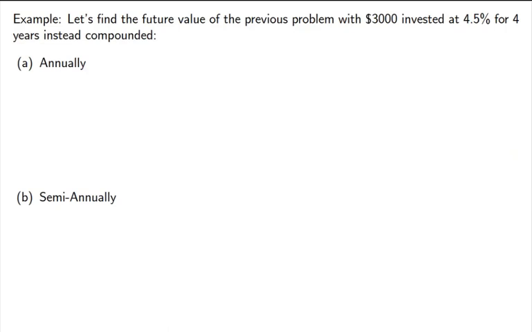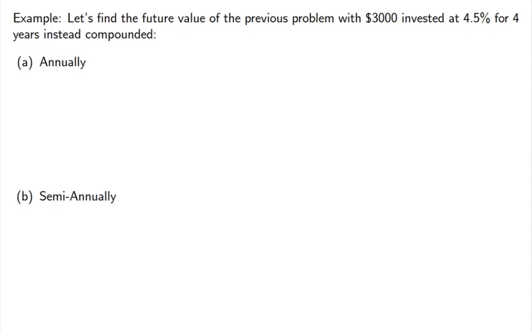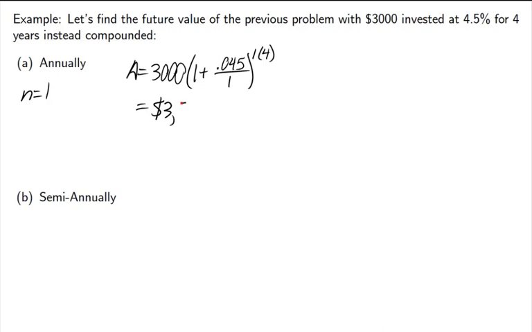Let's do a comparison with what we just did. If we do various amounts of compounding, we might find that the answers are a little bit different. Annually. The difference for this one is that n equals 1 time per year. So if I use the formula, I have 3,000 is my principal, 1 plus the interest rate, but this time I'm just going to divide by 1, to the 1 times t, which is 4. So this is annual compounding, 1 time per year instead of 12 times per year. I get $3,577.56, which is not quite as much as we got on the previous slide.